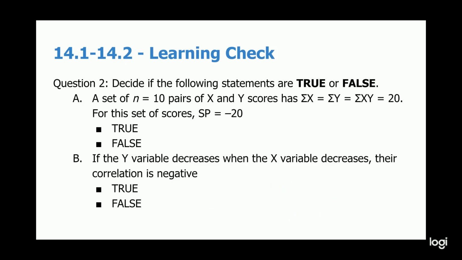Okay. Next question. Decide if the following statements are true or false. Here's a two-part question. A set of n equals 10 pairs of x and y scores have the following characteristics.